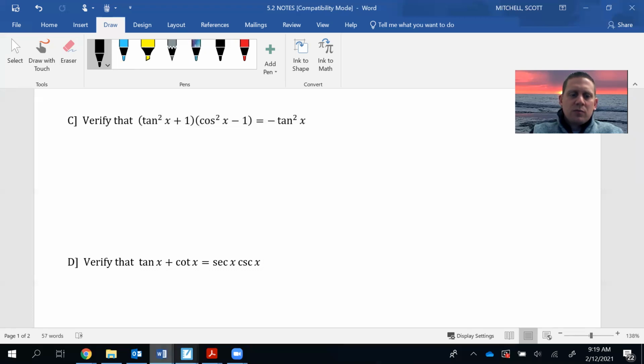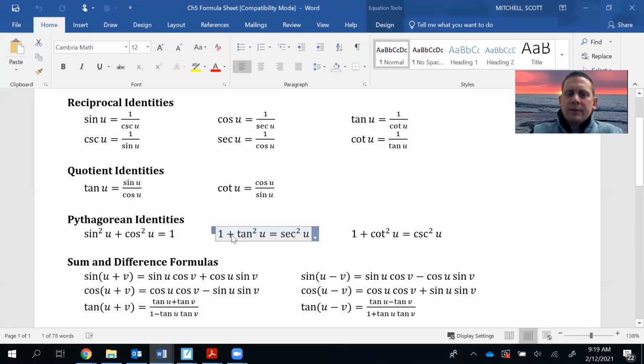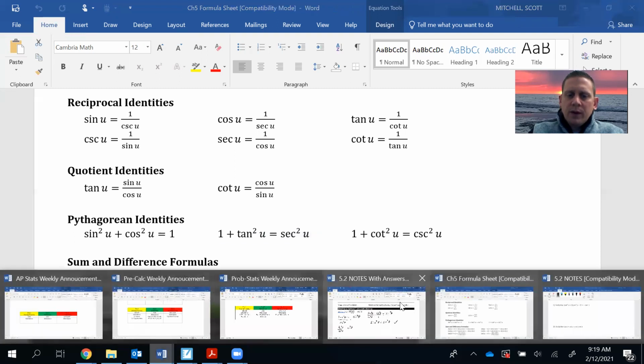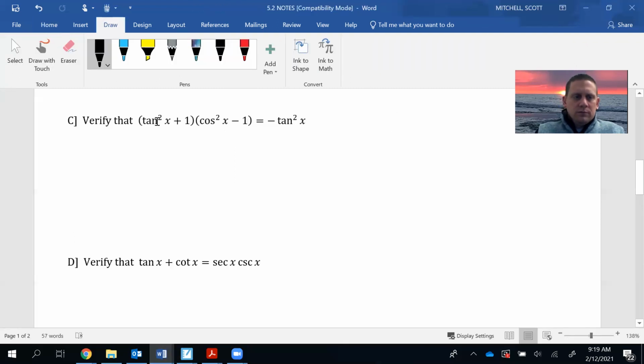Tangent squared plus 1, I know, is an identity. Here you go: tangent squared plus 1 is secant squared. So I'm going to have secant squared of x. So what's cosine squared of x minus 1? Again, I'm not touching the right side. Got to leave that alone.